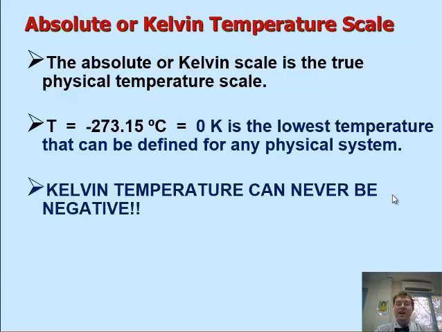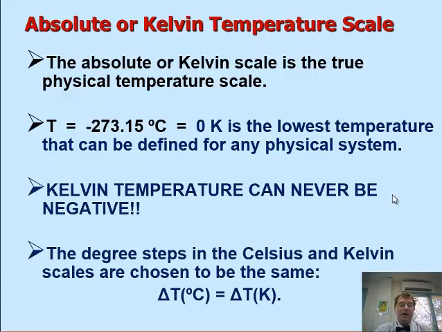Kelvin temperature can never be negative, and thankfully the degree steps in Celsius and Kelvin are chosen to be exactly the same. So the size of a change of 1 degree of centigrade is the same as the change in 1 degree of Kelvin.